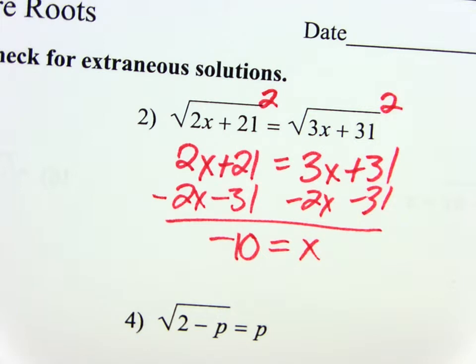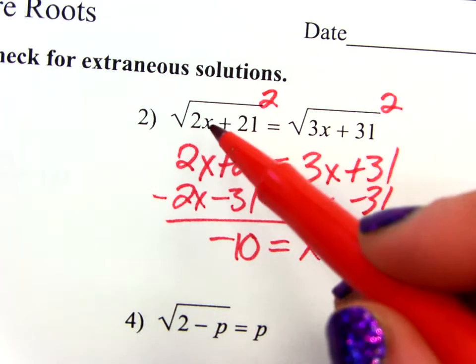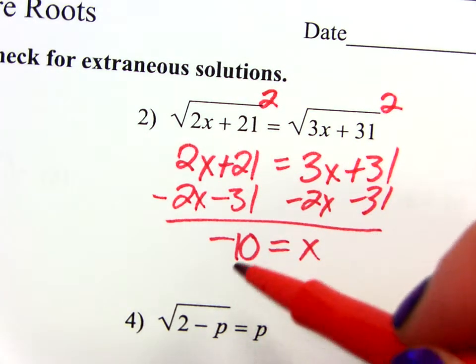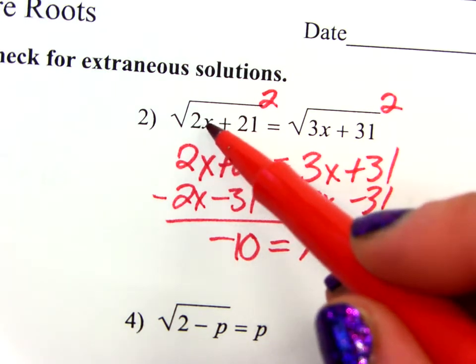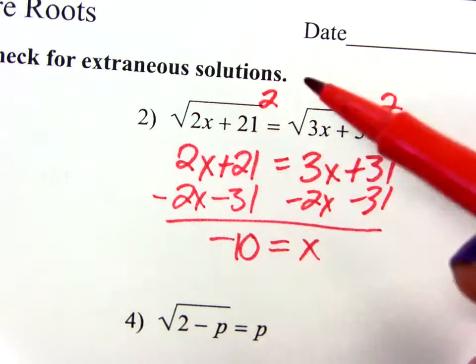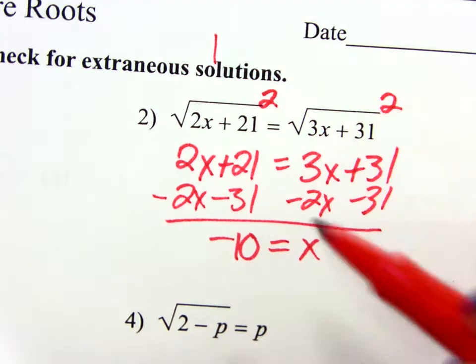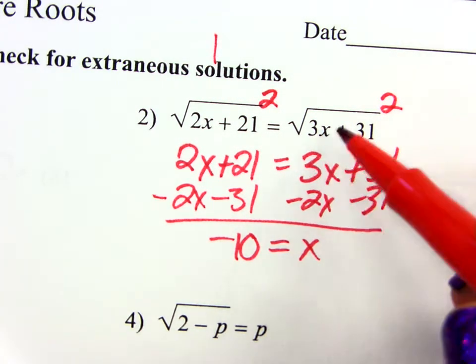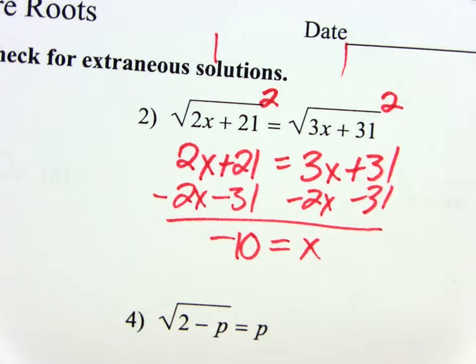Let's check for an extraneous solution. So if I plug this back in, right? Be careful, especially with the negatives. 2 times negative 10 is negative 20, plus 21 is 1. The square root of 1 is 1. So I get 1 on the left-hand side. If I plug it in over here, negative 30 plus 31 is 1, square root of 1 is 1. Works out just fine.